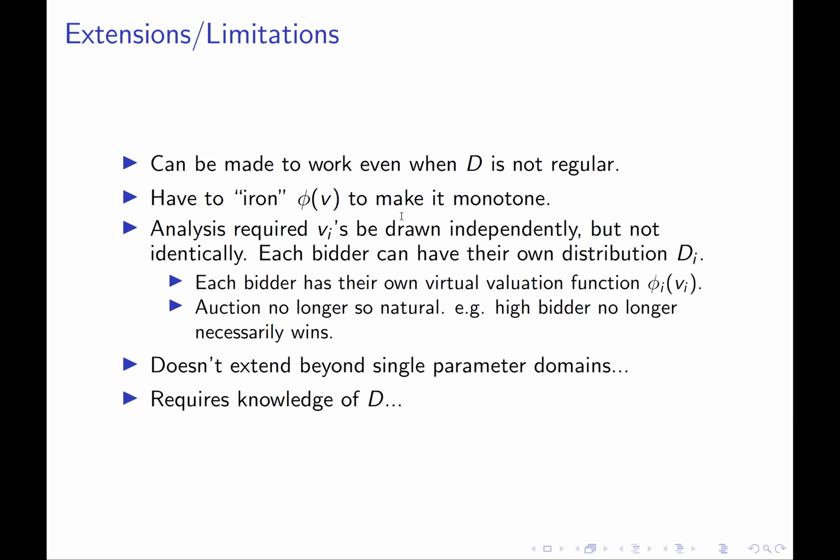Sort of another problem with this, and one that we're going to address in future lectures, is that we have to know what the distribution is. In order to write down the revenue optimal mechanism, we need to know what the distribution is because that's going to determine what our reserve price is. And so if we don't know what the distribution is, then this isn't yet a complete solution.